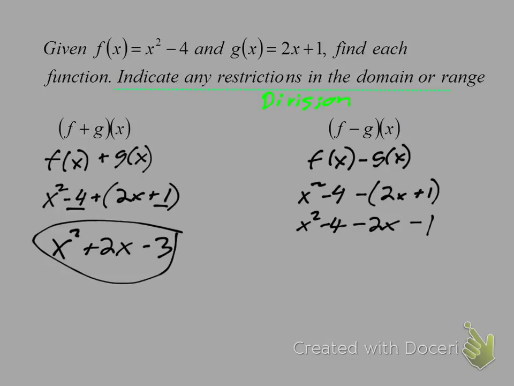And then once you got that, you go through and combine your like terms. So we have x squared minus 2x, and we got like terms with the negative 4 and the negative 1. Have minus 5 right there.